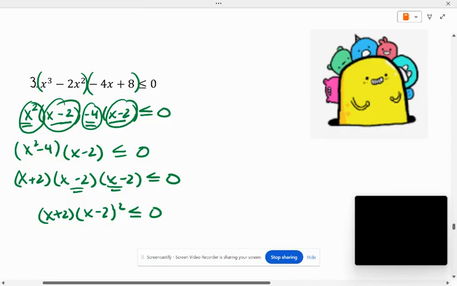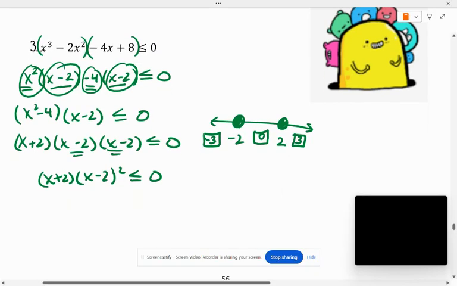What are the two numbers that are still going on your number line? Yeah, very good. What kind of circles am I going to put? I'm going to fill them in. This is the inequality. All right, let's pick something in the middle, 0. Let's pick something above, 3. Let's pick something below, -3. And then let's test them into our factored form over here.